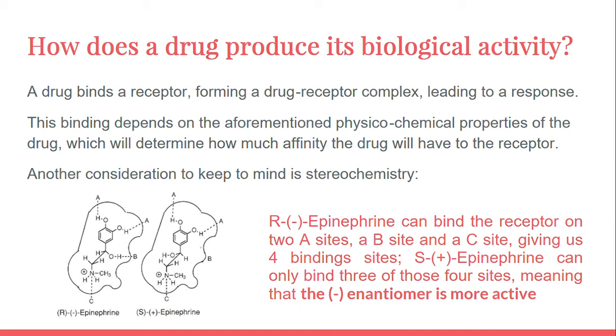site of the receptor, meaning that one of the receptor sites is not binding. And for this reason, levoepinephrine has a higher affinity to the receptor because it has more sites to bind it. And therefore, the levo enantiomer of epinephrine is more active than the dextro.